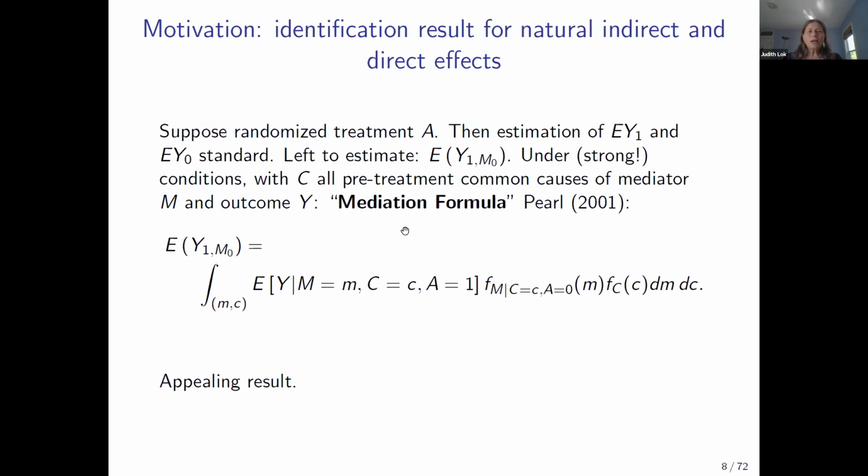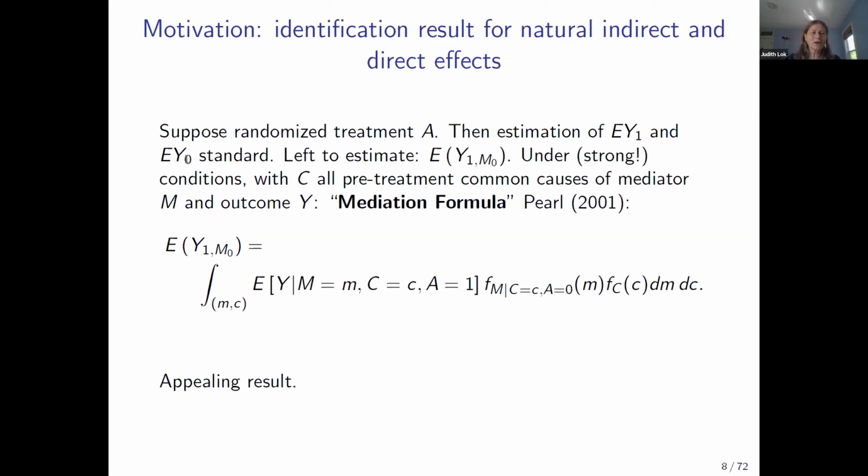There is also an identification result for natural indirect and direct effects. I think that was presented in Pearl 2001. And that mediation formula is very elegant. What you see here, we have what we are identifying. So for natural indirect and direct effect, we have to have the expectation of Y1 and the expectation of Y0.